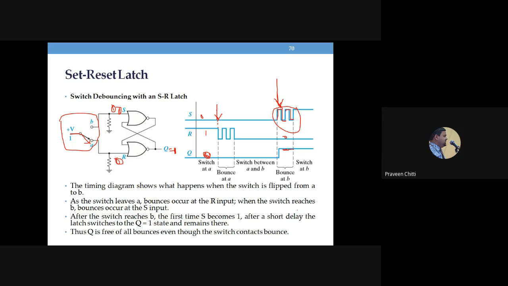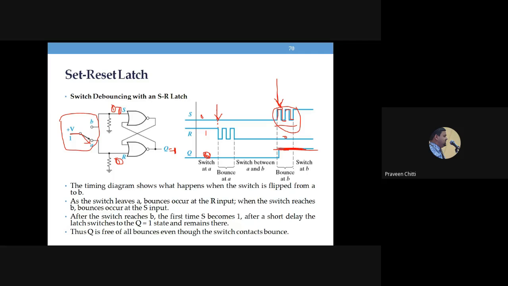So in this way, though there are several opening and closing at the switch S, those will not have any effect on the output of the circuit. The output should remain at what? 1. It remains at 1. So during this bounce interval of the switch, there will not be any change in the output. So this is how we are overcoming the problem of switch debouncing using SR latch.